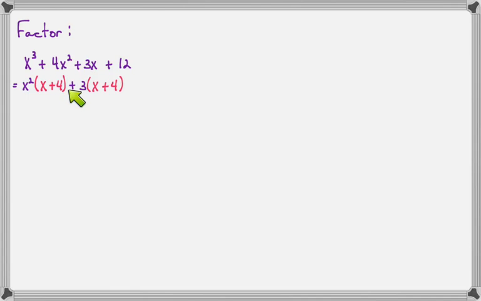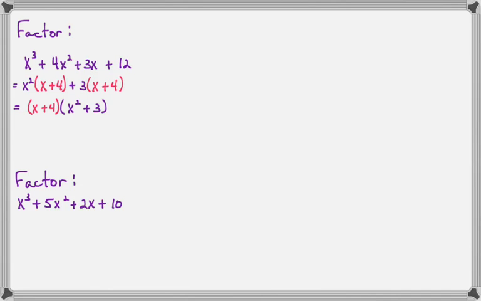Now we've got this situation where we have a common binomial. Both terms have an x plus 4, both groups have an x plus 4. And so if we factor out the x plus 4, that will leave x squared plus 3 in the other set of parentheses. Now if you wanted to check yourself, you could use the FOIL method and multiply these 2 binomials back together, and what you would find is you would get these 4 terms back as a result.